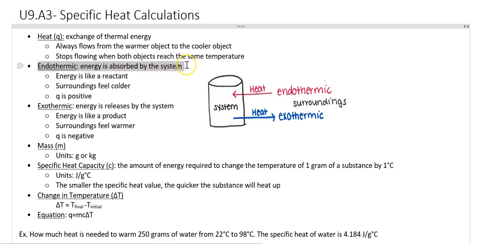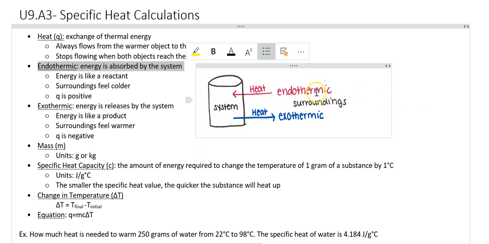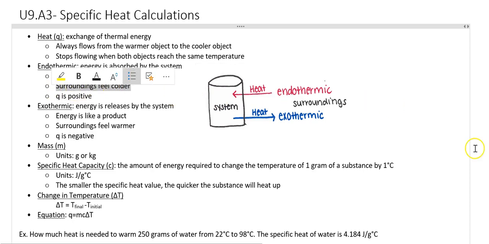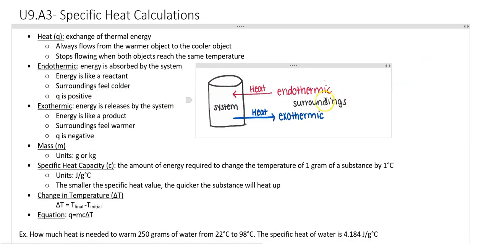If our reaction is endothermic, it means energy is absorbed by the system. If it's endothermic, heat enters the system. So this image over here is showing an endothermic reaction here in red. So if something is endothermic, heat goes in, heat gets absorbed. If heat gets absorbed, the surroundings feel colder. So heat is leaving the surroundings and entering the system. Since heat leaves, the surroundings feel cooler.